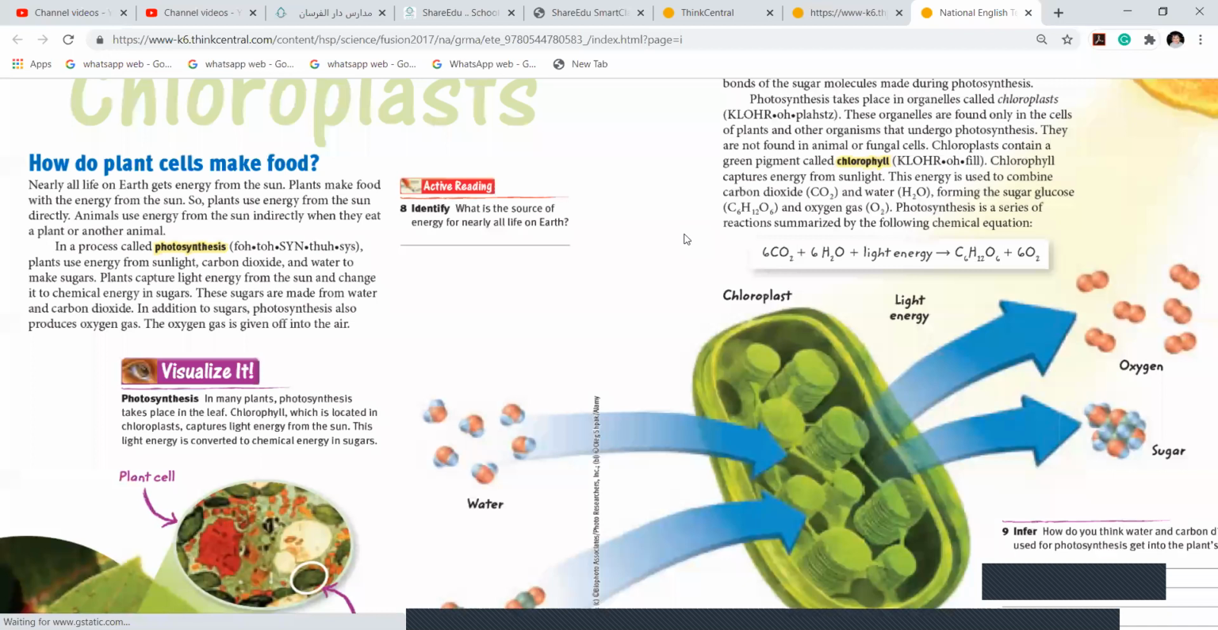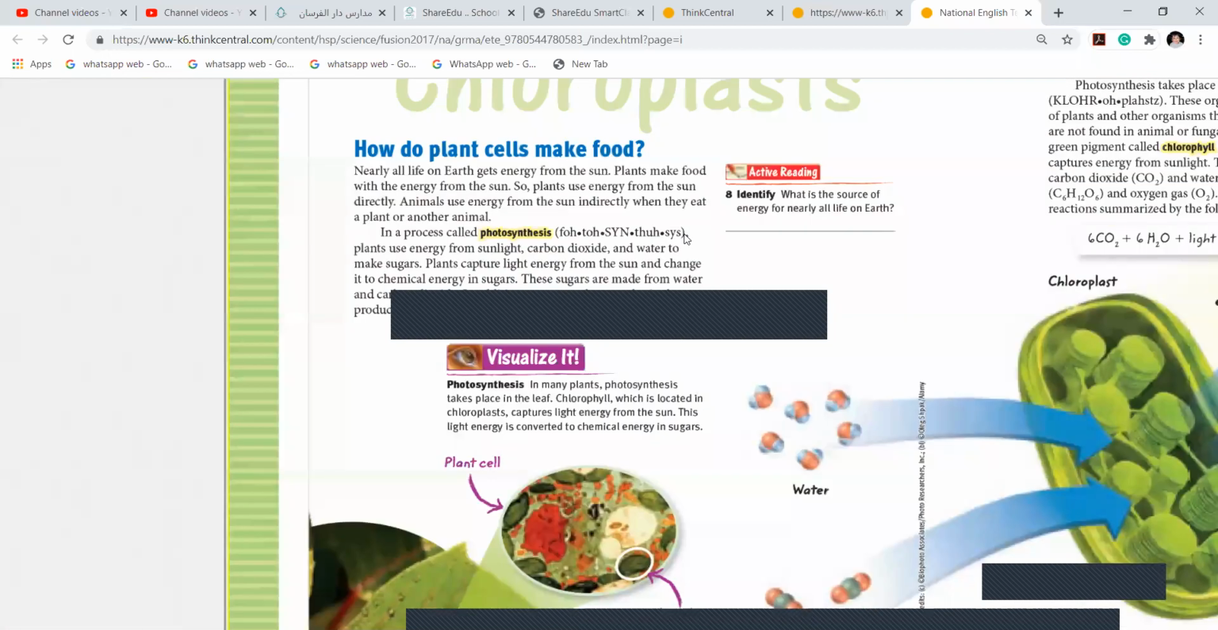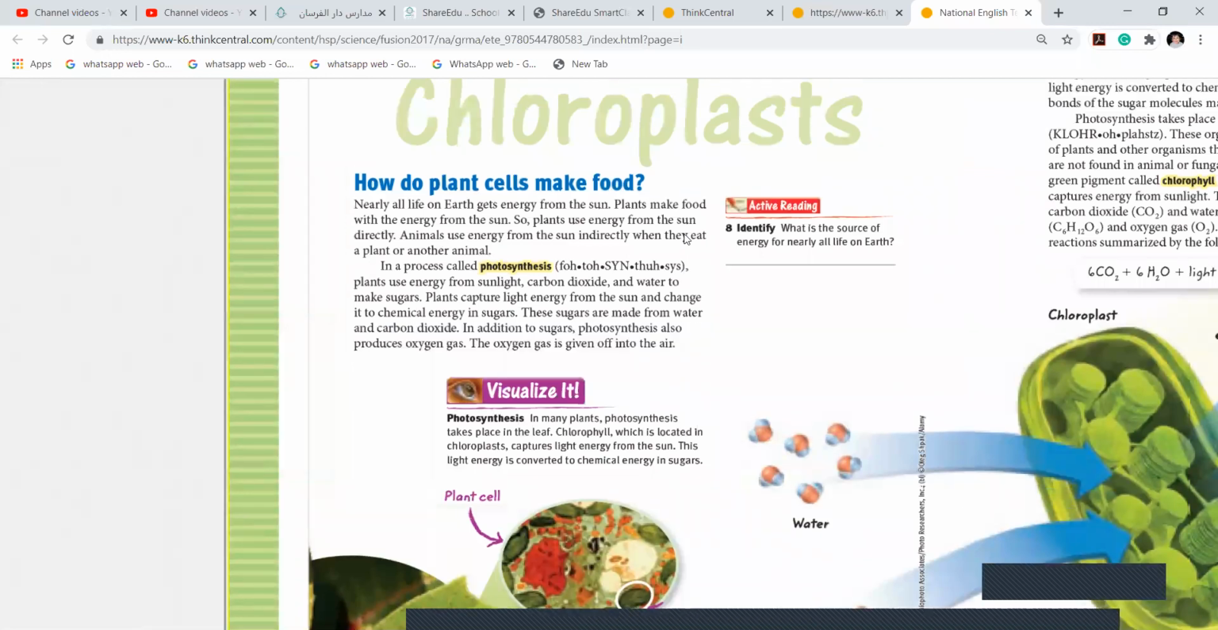I want to teach you about what is chloroplast. What is chloroplast? Chloroplast is the green color pigments in the plant cell that make its own food. Okay, now I will read here. It makes food and energy. In a process called photosynthesis, plants use energy from sunlight, carbon dioxide, and water to make sugars.